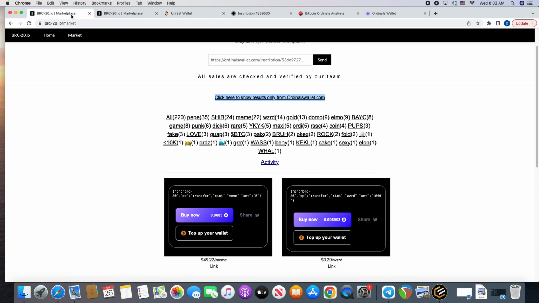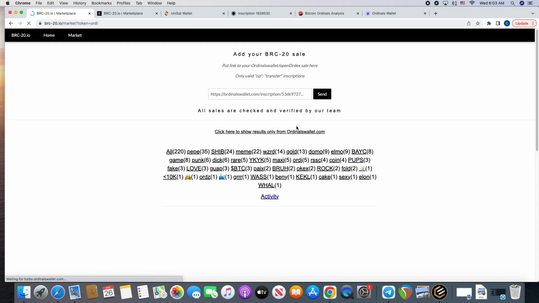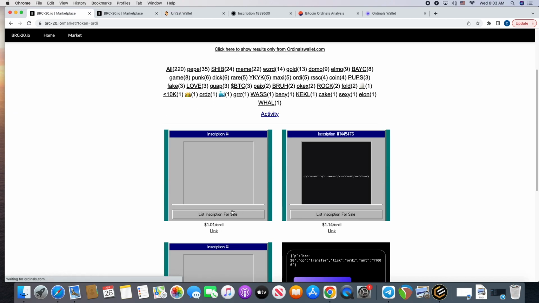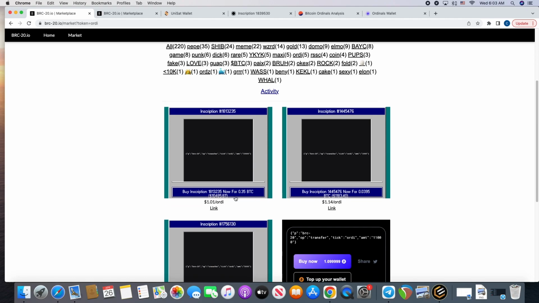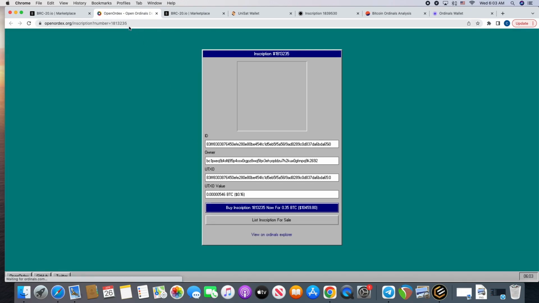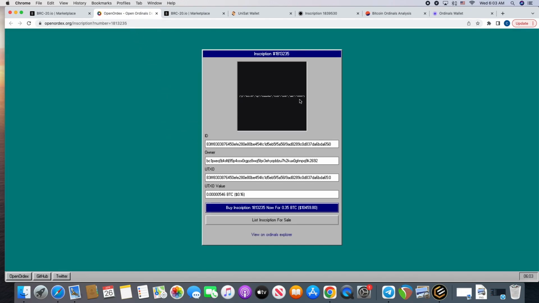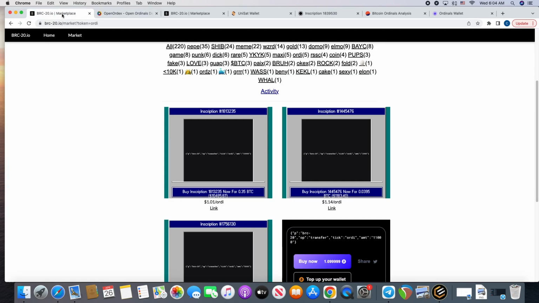You can go back to the marketplace and say I want to pick up a token. You can just look through here. Let's see if there's Meme, there's Ordi. So let's just see Ordi. It looks like you can buy for 0.35 BTC if you go to the link. This is on Open Ordex, and it looks like you're buying 10,000 Ordi for 0.35 Bitcoin. So $10,000, you can buy 10,000 of those. I guess, is that right?